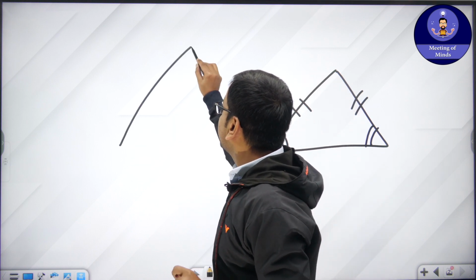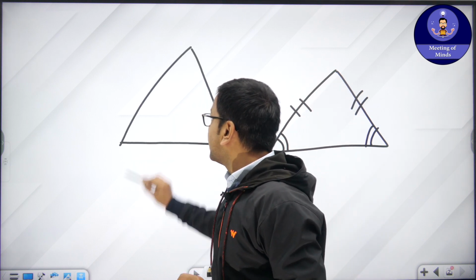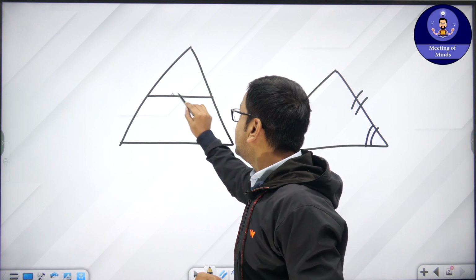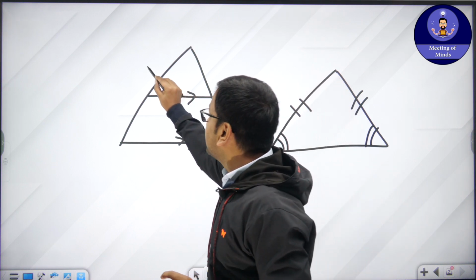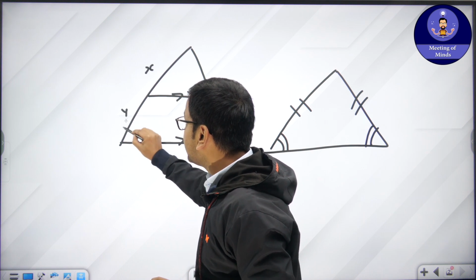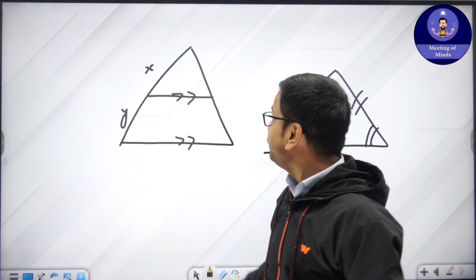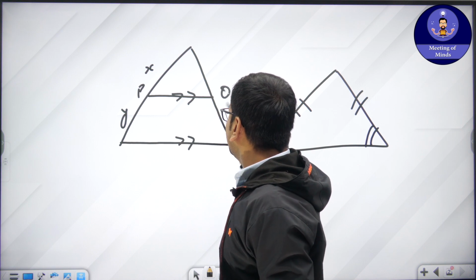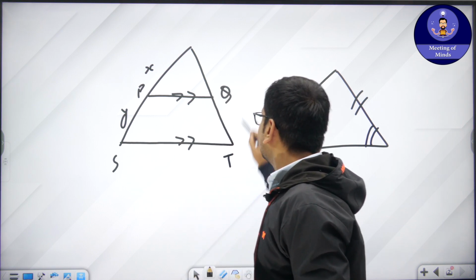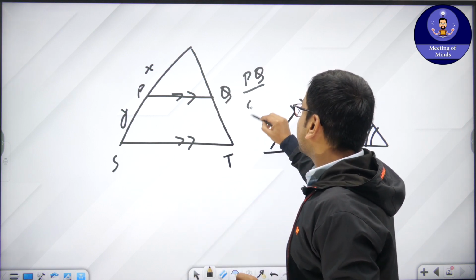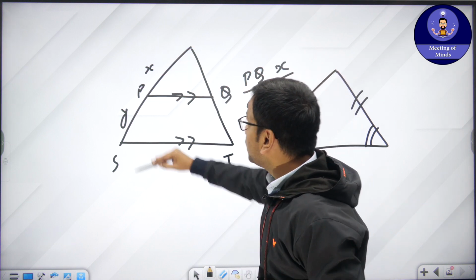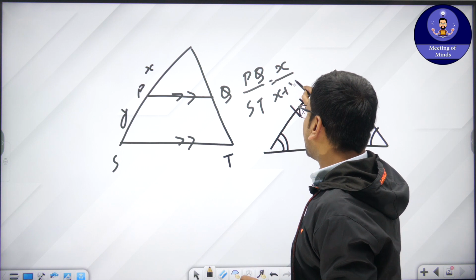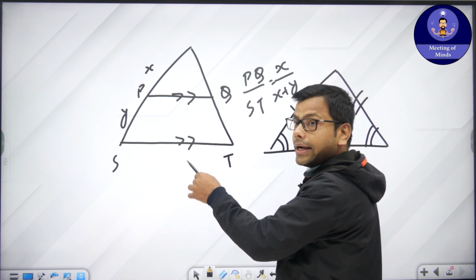What happens in the Thales theorem or the similarity? If these two lines are parallel in a triangle, and this length is x, this length is y, by the similarity we can say the ratio PQ upon ST is the upper triangle length x and the total triangle length x plus y. How does this come? Because we know that the triangles are similar.